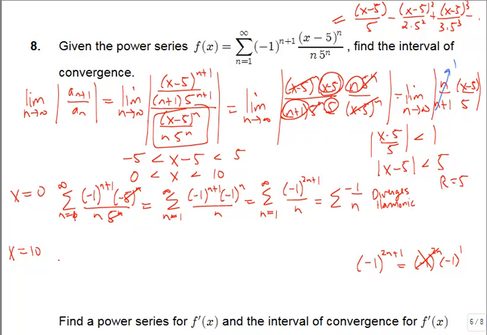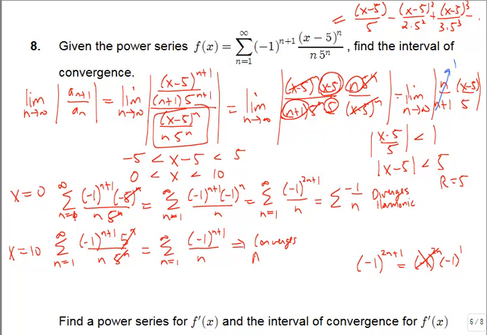So let's see what happens at 10. If I plug in 10, I get negative 1 to the n plus 1. 10 minus 5 is 5, so this will be 5 to the n over n times 5 to the n. So these guys cancel, and now you do have that alternating negative 1 on top. So this is going to converge because this case is the alternating harmonic series. So that means I do get to include the 10. So my interval of convergence is going to be parentheses around the 0 and a bracket around the 10.